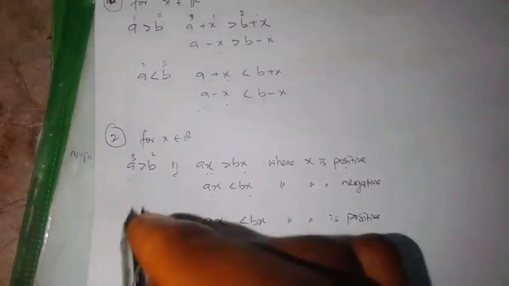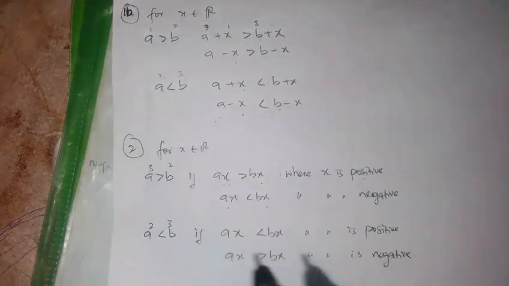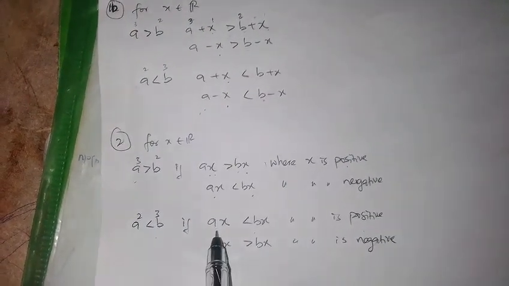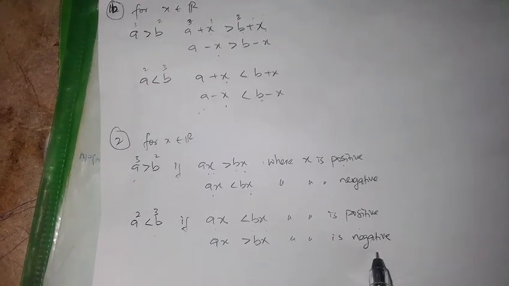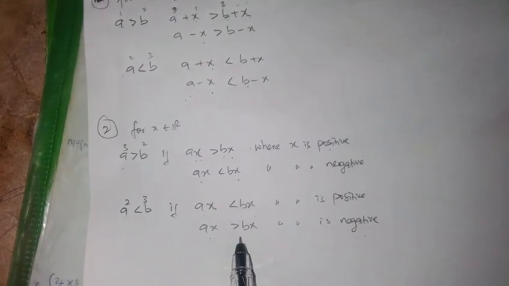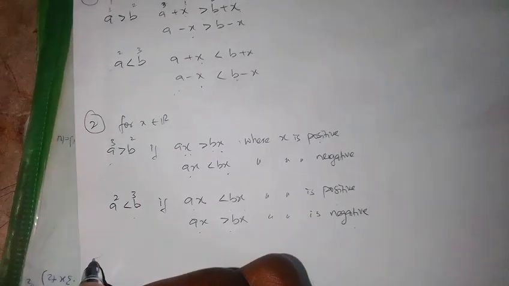So to test this one, it means when my A is 2 and my B is 3, my X is still 1. X positive means my X is 1. So I'm going to have 2 less than 3. X negative means minus 1. This becomes minus 2 greater than minus 3, which is still correct.